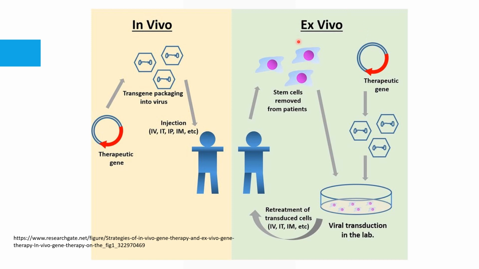We also have the ex vivo gene therapy on the right. It starts with an extraction of the stem cells from the body. The virus with a therapeutic gene will transduce the stem cells outside of the patient. Once the viral vector has successfully transferred the gene to the cells, the cells are reintroduced into the body via IV, IT, or IM, where the stem cells can differentiate and the gene can be expressed.